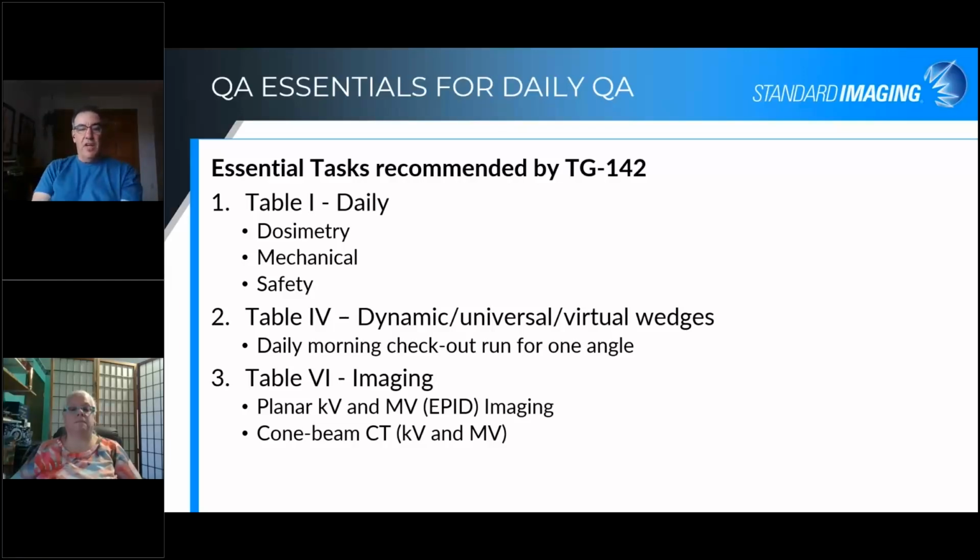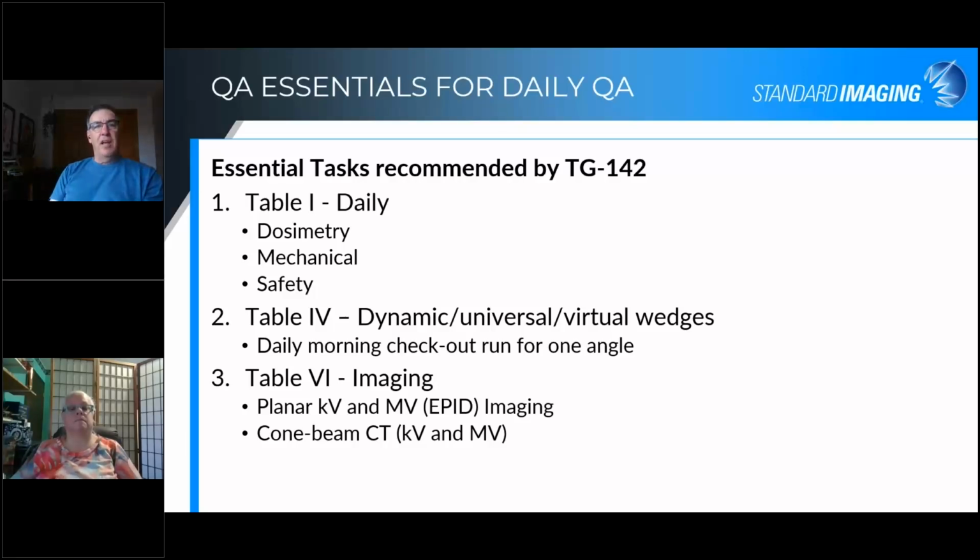Table four is a virtual wedge check where you can do a dynamic test of the system and do a run out of one angle for a specific wedge. Sometimes facilities will do different angle wedges on different days to be able to track all those.